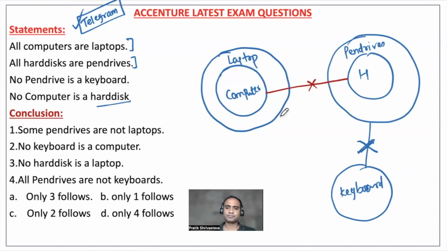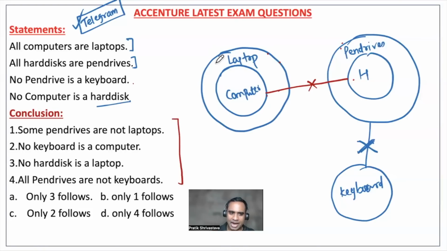Okay, fine. Now the conclusions: some pen drives are not laptops. All pen drives are not keyboards. So some pen drives are not laptops. Pen drive is here and laptop is here, right? So friends, computer and hard disk have some relation. But if you see, laptop and pen drive do not have any relation, right?